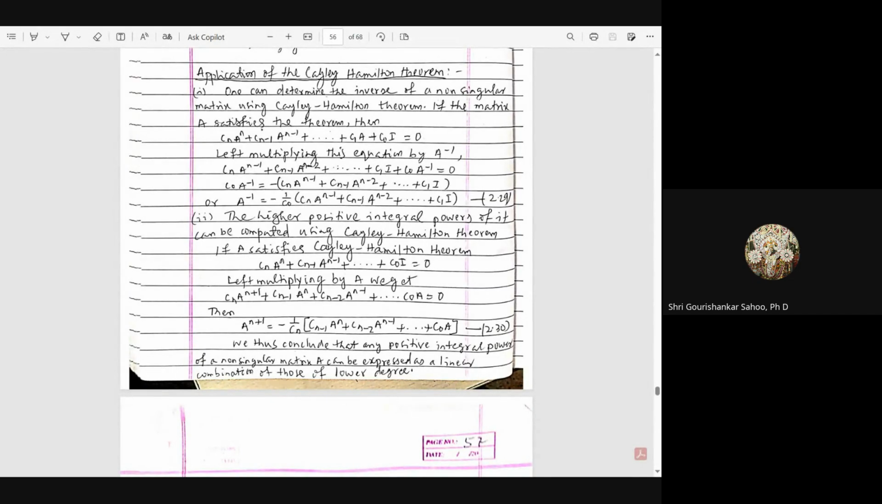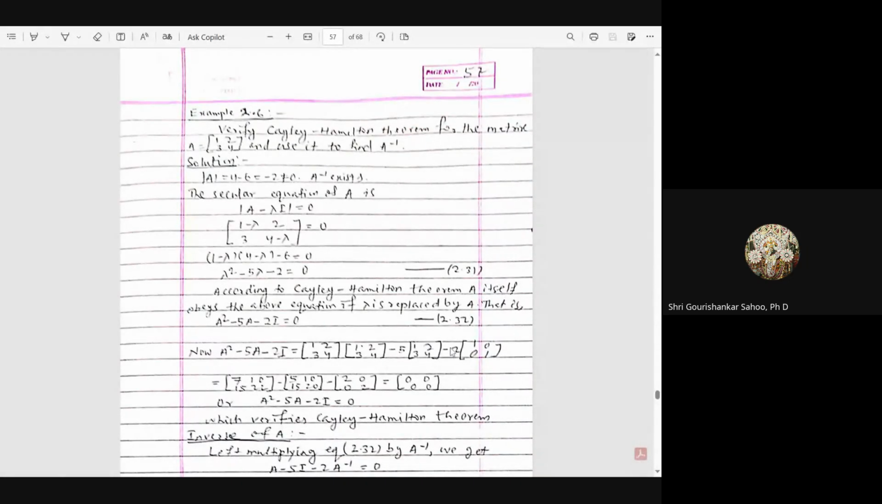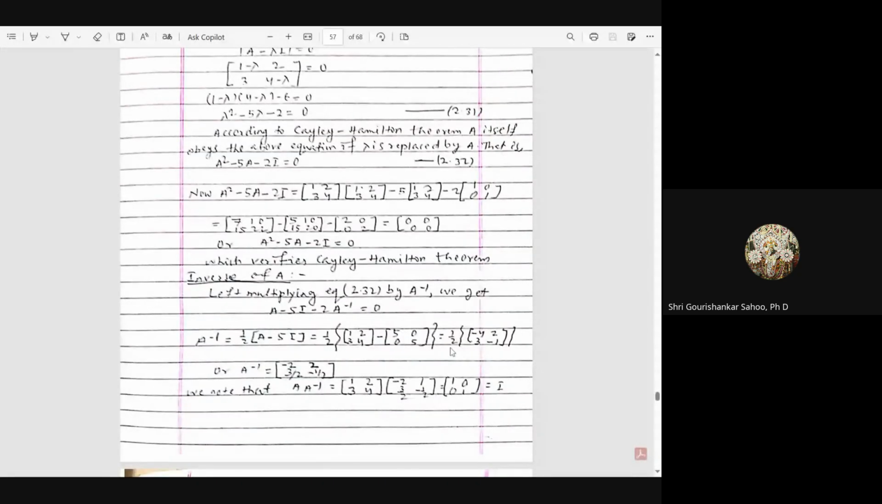So there are many applications of the Cayley-Hamilton theorem. One can determine the inverse of a non-singular matrix using the Cayley-Hamilton theorem. The higher positive integral powers of it can be computed using the Cayley-Hamilton theorem. And here are the examples. The Cayley-Hamilton theorem can be verified for matrix A equal to [1, 2; 3, 4], and you can use it to find A inverse. Okay.